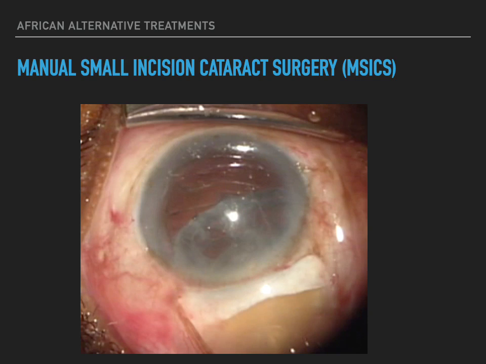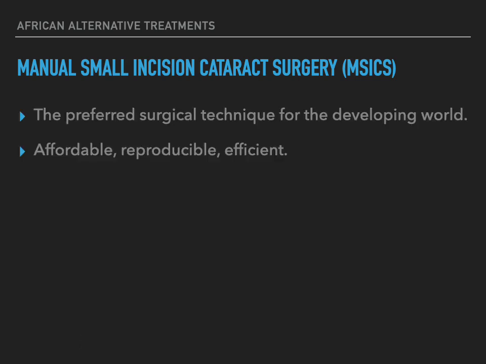The majority of cataract surgeries done in the developing world are done using the M6 technique. The preferred surgical technique in the developing world is manual small incision cataract surgery. And the reasons why: it's affordable, it's reproducible, and it's efficient. Although we are using phacoemulsification at Tenwek, manual small incision across the developing world is still the preferred technique.